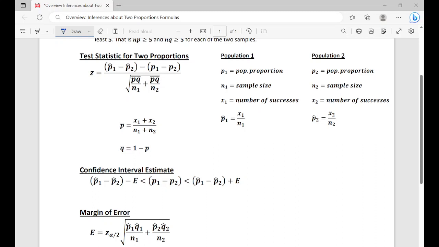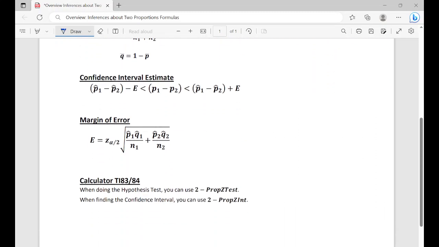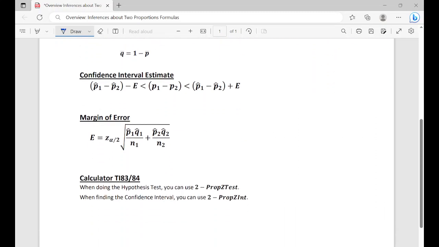Now these are the formulas that you can use to get the test statistic and the confidence interval, but you can also get these by using your calculator. So when you're doing the hypothesis test, you can use a 2-prop z-test, and from there you can actually get the test statistic z. And when doing the confidence interval, you can just use 2-prop z-int, because that will give you the confidence interval. So whether by formula or by calculator, you can get both of those, depending on what you think is easiest.